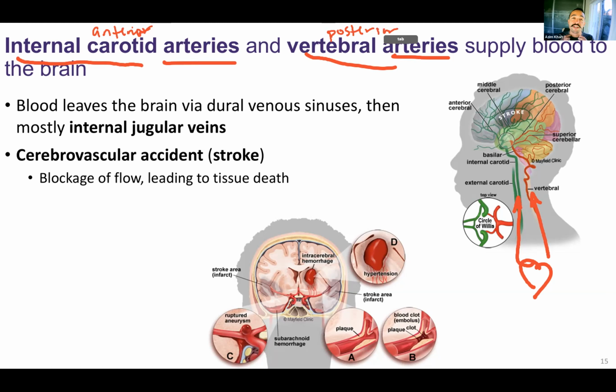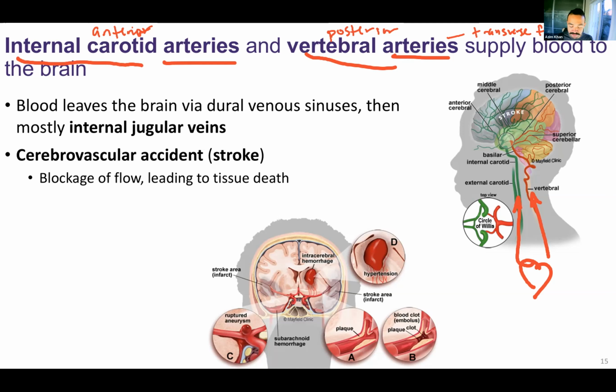There are two sets of each: two internal carotid arteries and two vertebral arteries. Vertebral arteries, you actually know what they are protected by, what bone marking they pass through here in the back. They pass through the transverse foramina of those cervical vertebrae and then enter into the brain through the foramen magnum.